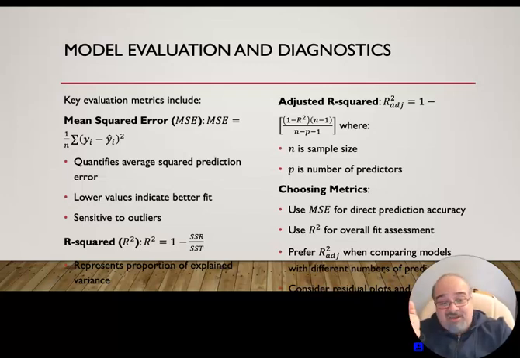You can also use diagnostics like residual plots, and influence measures can also help assess model assumptions and identify outliers or nonlinearity that may be present as well.